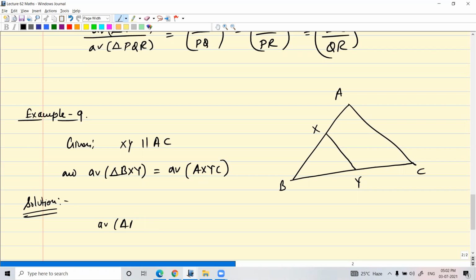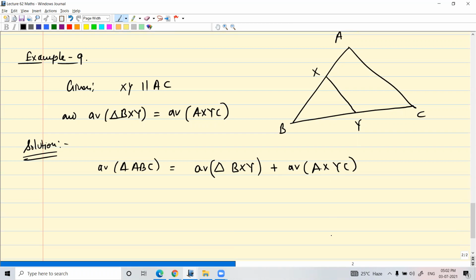So what is area of triangle ABC basically? ABC will be area of triangle BXY plus area of quadrilateral AXYC. But we know that both of them are equal. So can I write it as 2 times the area of triangle BXY?